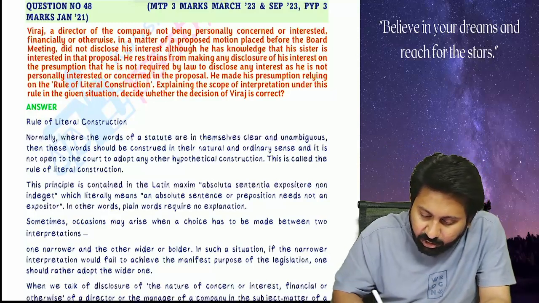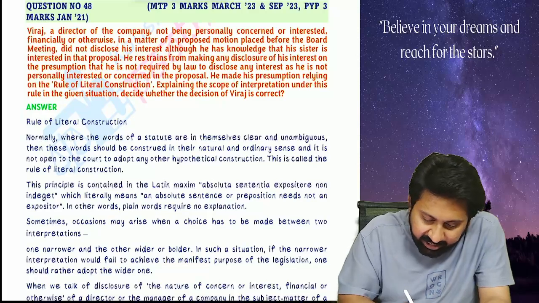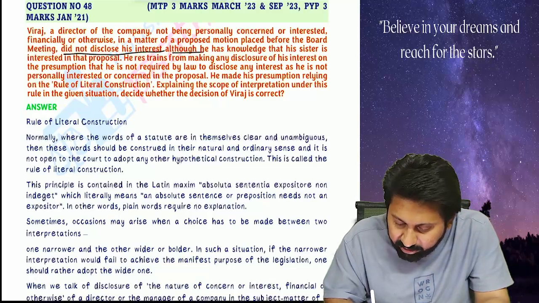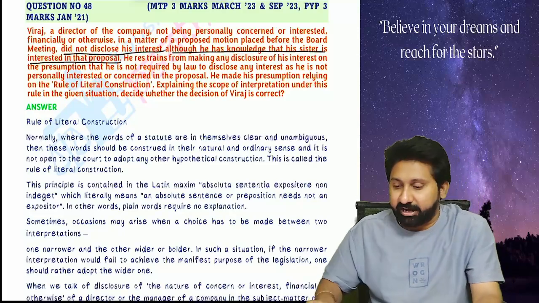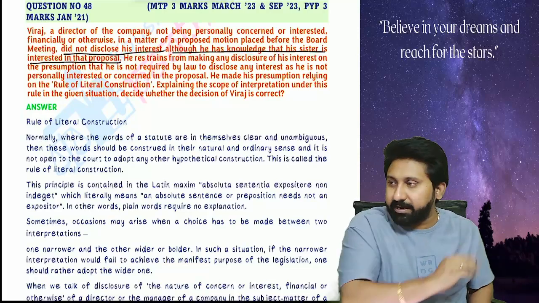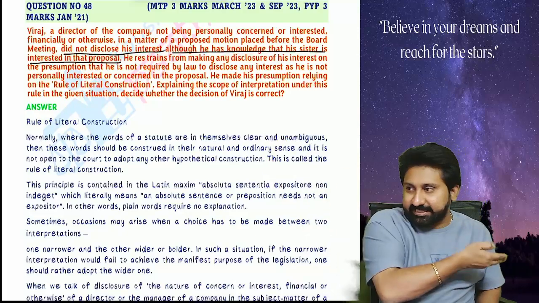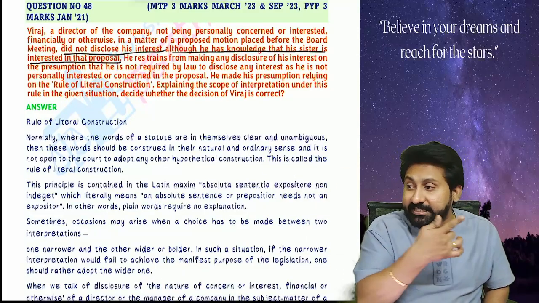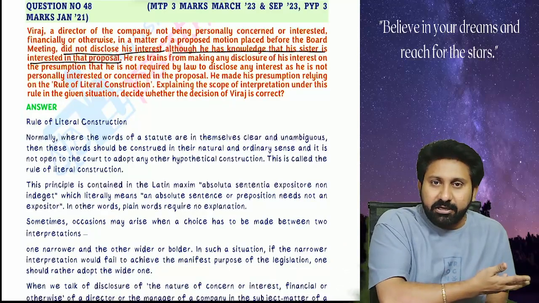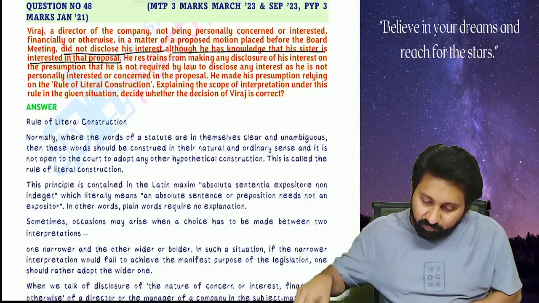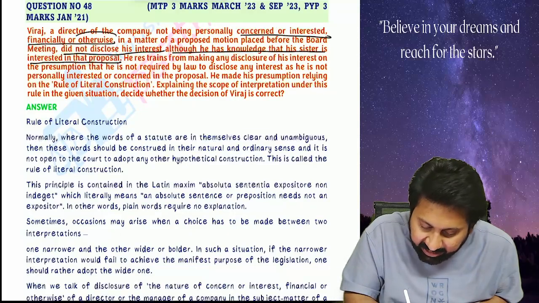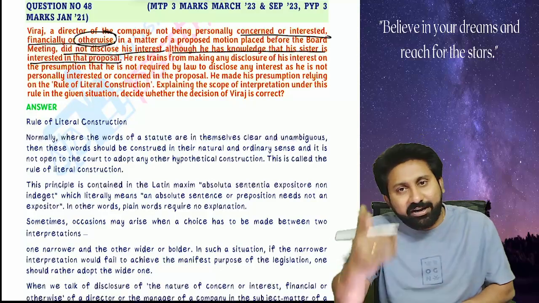See, Viraj, a director of a company, not being personally concerned or interested, financially or otherwise, in a matter of a proposed motion placed before the board meeting, did not disclose his interest, although he has knowledge that his sister is interested in that proposal. For example, I am the director, my sister is there. My sister is my relative. A sister is a relative under the Companies Act. The company enters into a transaction with my sister. I am not involved in the transaction. My sister is involved. My sister and I are two different parties. We belong to the same family, and we are siblings. So obviously, she is called a related party. What they said: Viraj, a director of a company, not being personally concerned. Here, concerned or interested, financially or otherwise, means either interested directly or indirectly through your relatives is also covered.